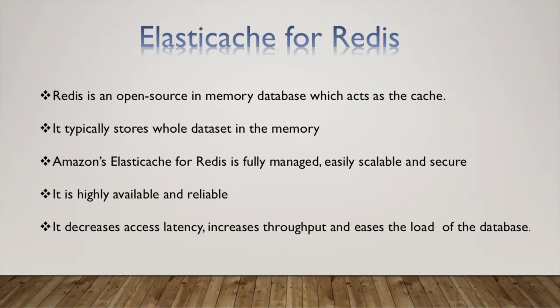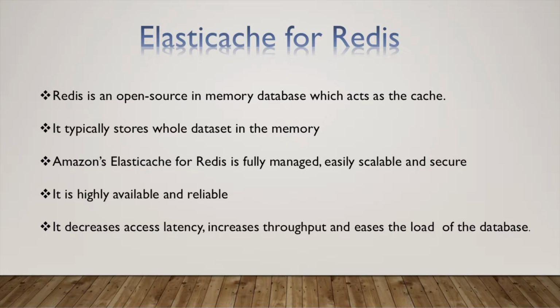In this project, we have used Elastic Cache for Redis. Redis is a fast cache as it stores data in its memory itself, so it takes less time to fetch the data. Redis is an open source in-memory database which also acts as a cache. It is highly available and reliable, so it is easily available to us. It decreases the access latency, increases the throughput, and eases the load on the database.